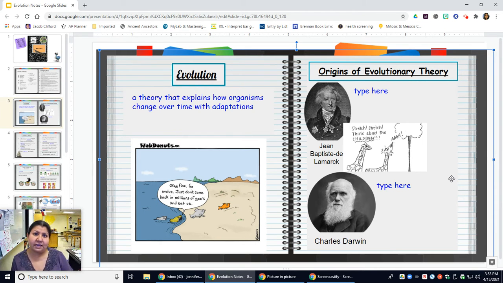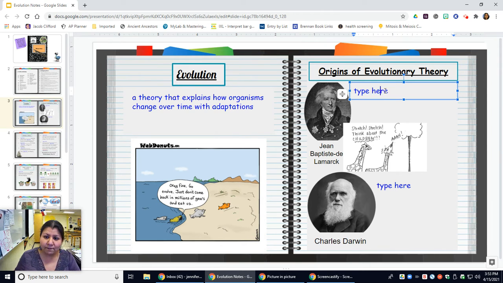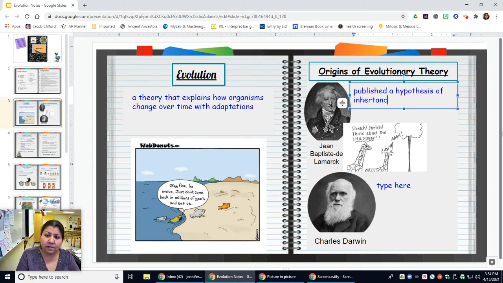So how did we get to understanding evolution as we know it today? So we actually have a couple of key scientists, and there's more than just these two. These two are a couple of the major scientists. You probably have heard of Charles Darwin, but there are a few more than just these two. So let's go ahead and write down a couple of notes for these. So first off, we have this gentleman, Jean-Baptiste Lamarck. So Jean Lamarck, highlight this. Okay, so he published a hypothesis of inheritance of acquired traits to explain how organisms change.